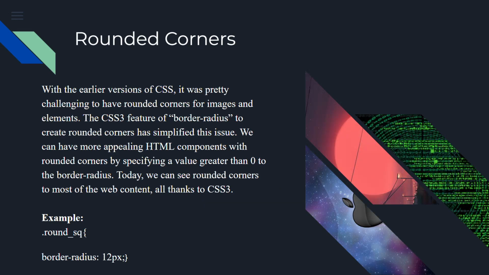Next up we have rounded corners. In previous CSS versions, achieving rounded corners for images and elements presented a significant challenge. However, CSS3 introduced the border radius property, which revolutionized the process, making it incredibly straightforward. Now we can effortlessly create more visually appealing HTML components by setting a border radius value greater than 0. For instance, by specifying a value like 12 pixels, like here we have specified, we can achieve rounded corners with ease.